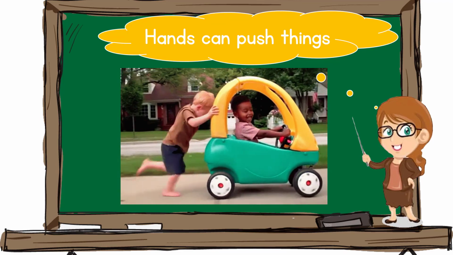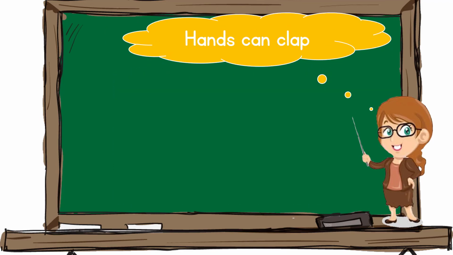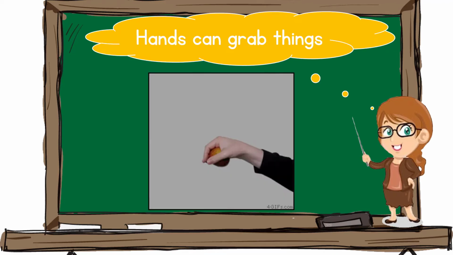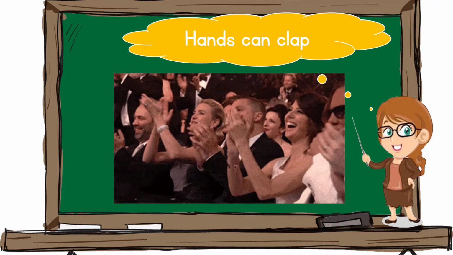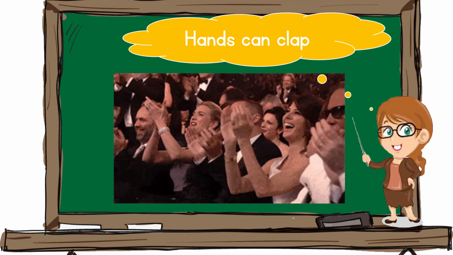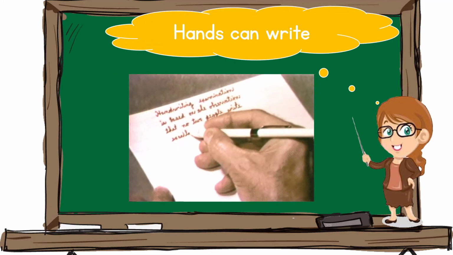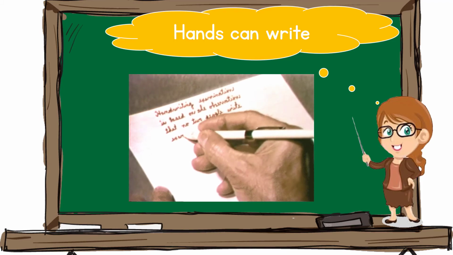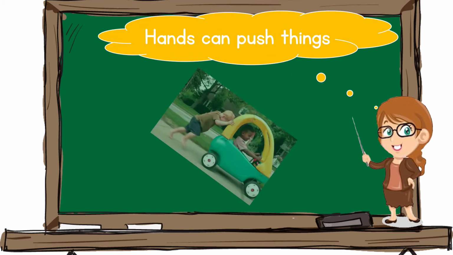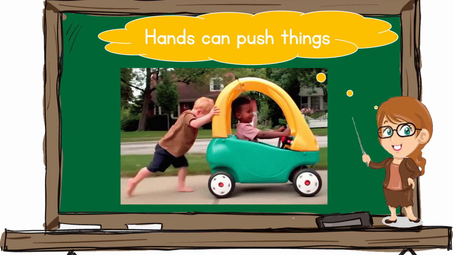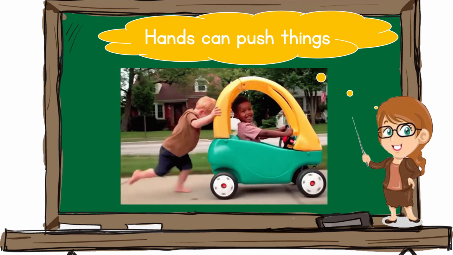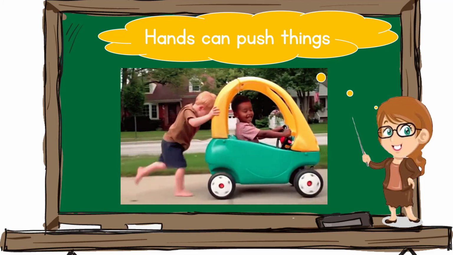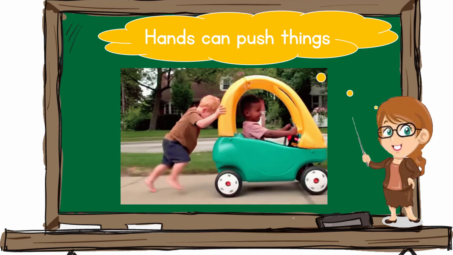So basically the first one, hand can grab things. Hand can grab. The next one, hand can clap. The next one is hand can write. And then the last one, hand can push. All right, very good. So that's about hands. That's the example of what hands can do. And now I think you know what is the hands.